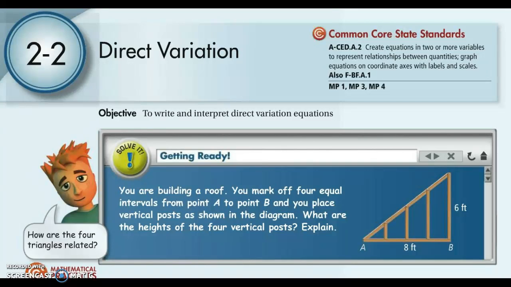Today we'll begin section 2.2, and what I want you to think about is look at this Getting Ready box. If you worked in construction and you had to build a roof, here's a sample piece of the roof, and we have to build these vertical posts in the diagram. We can figure out the height of each of the posts by using direct variation. So what we're going to look at is writing and interpreting direct variation equations.